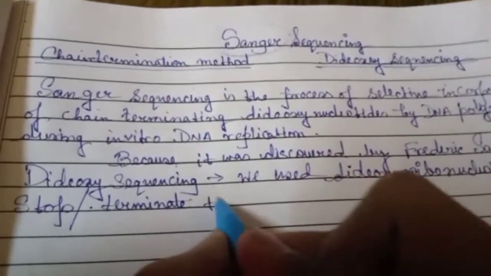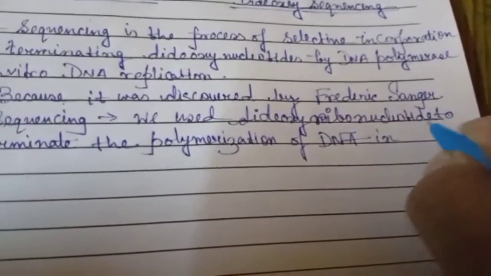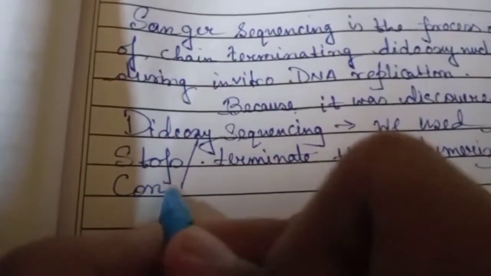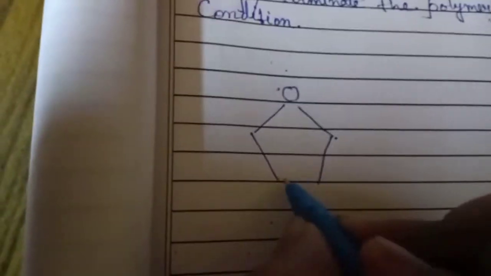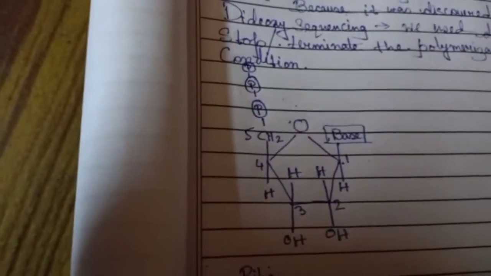So, what is dideoxyribonucleotide or ddNTP? At first, we should know the structure of ribonucleotide, deoxyribonucleotide and dideoxyribonucleotide. Now I am drawing ribonucleotide or NTP. This is number 1 position where the base and hydrogen are present. This is number 2, number 3, number 4 and number 5 position where the phosphate group is present. Now I am numbering. Here at the 2 and 3 number positions, OH groups are present.